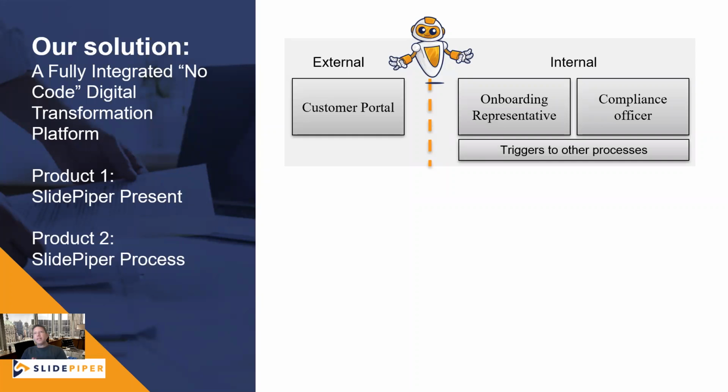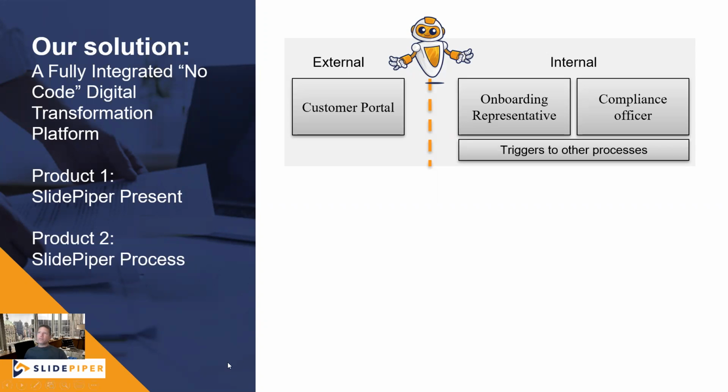All right, so SlidePiper, the full solution. It's a platform that has two products. The first product is SlidePiper Present, and I'll show you that in a minute. And the second product is SlidePiper Process, which is for building these complex processes.